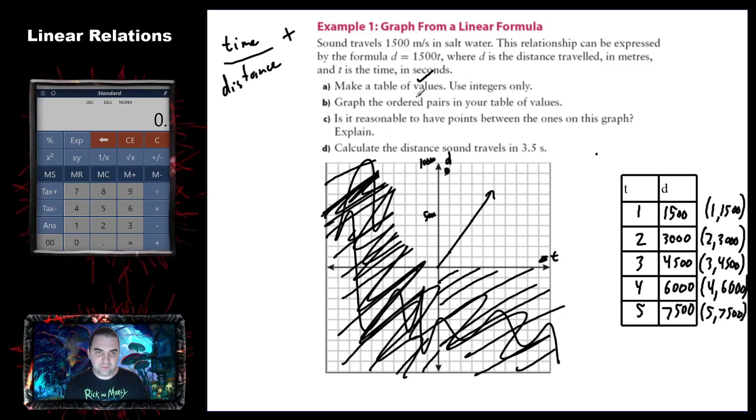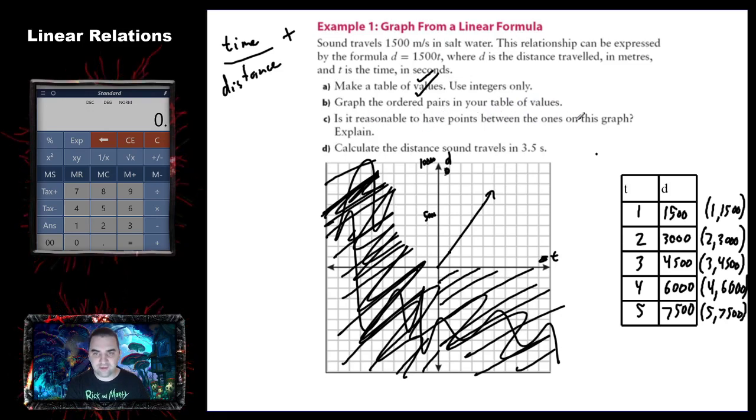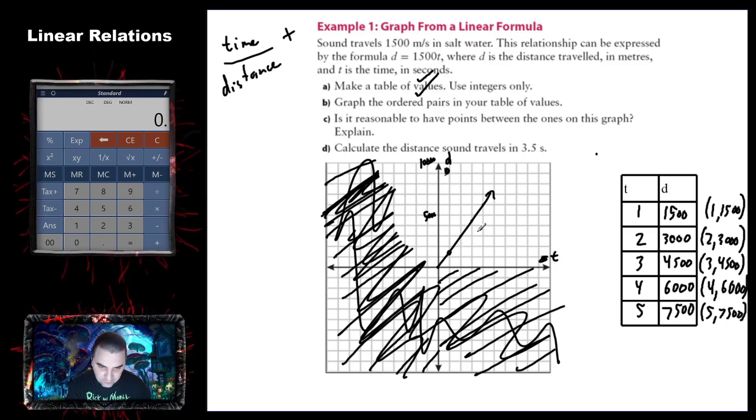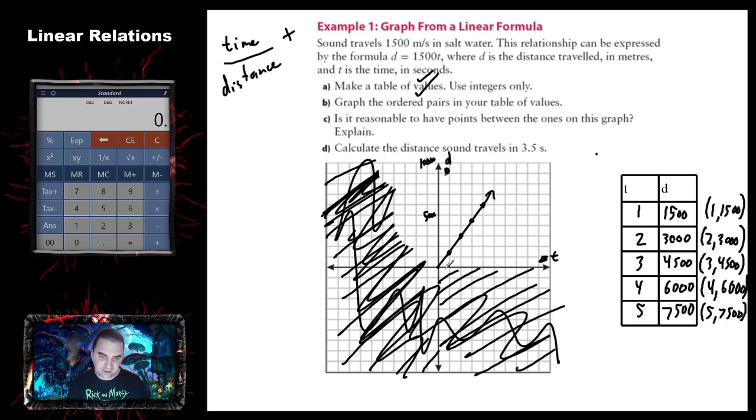Okay, so we have graphed the ordered pairs in our table of values, and now we can talk about whether it's reasonable to have points between the ones on this graph. So just to emphasize, let me redraw some of these points so that they stand out. Okay. So the question is, remember this is 1 second, 2 seconds, 3 seconds. Can I have a point in between here?